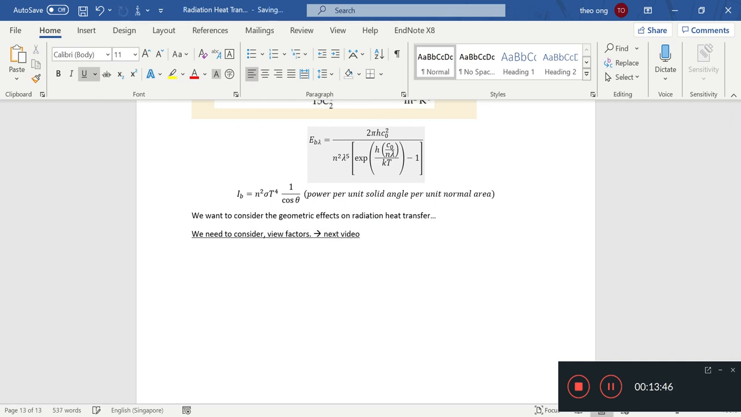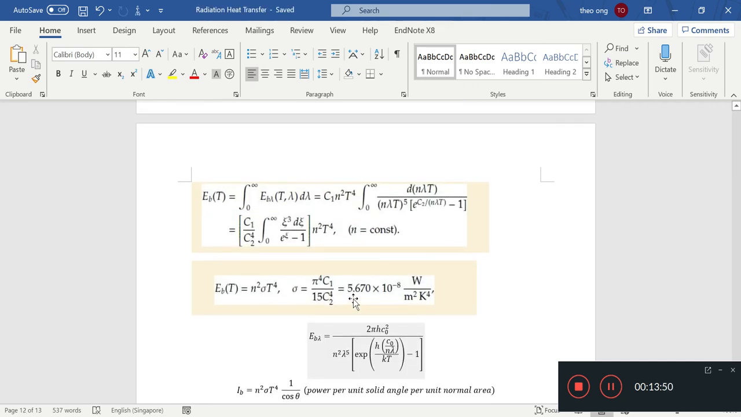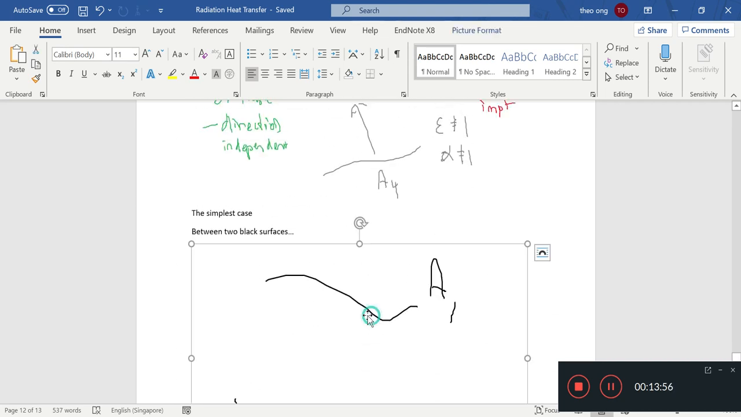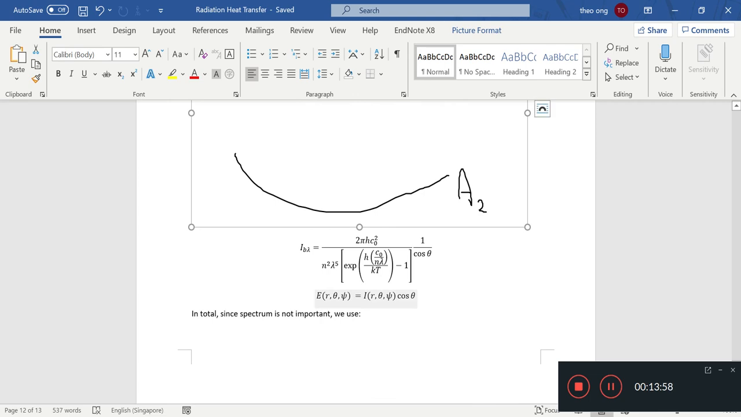Hopefully this gives you a good overview of why we need to consider view factors, why we need to consider absorptivity, etc., especially when it comes to radiation heat transfer between two surfaces like these.